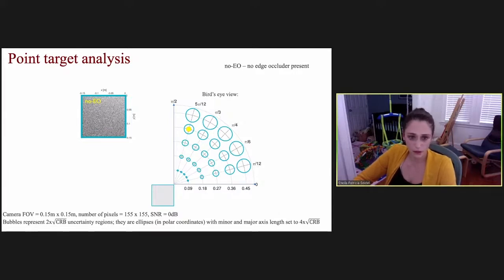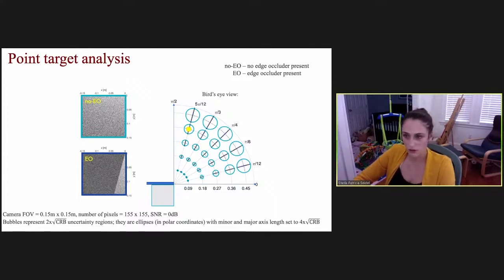If we put our edge in place, now our measurement looks something like this due to that yellow point target. You can see we have that penumbra in our measurement, and the corresponding uncertainty regions actually look like this. Even though I promised these are bubbles, they actually look like lines because the angular uncertainty is so low due to the resolving power of that vertical edge.